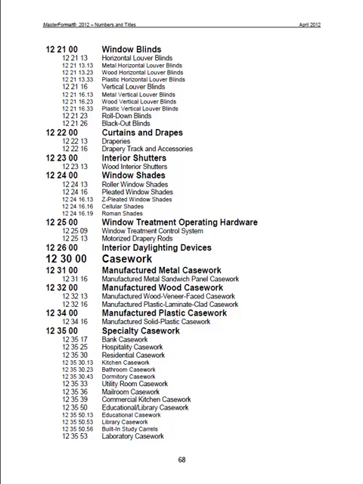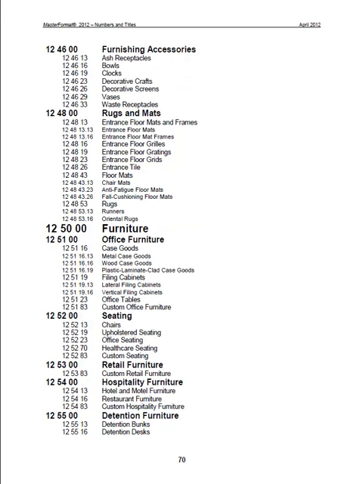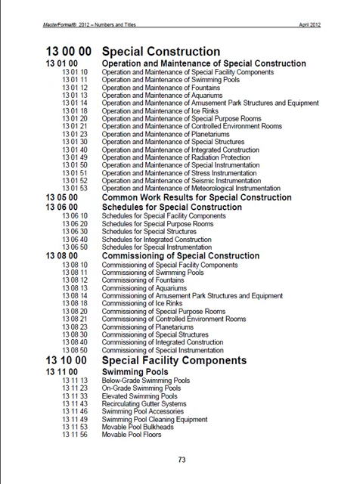Window coverings, casework, furnishings for tables, office, portable lamps, bath furnishings, rugs and mats, institutional, site furnishing, bike racks and things like that would fall under that division.